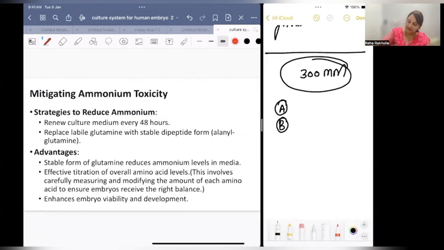Mitigating ammonium toxicity. Now, how to decrease ammonium toxicity? We can decrease ammonium toxicity by replacing culture media every 48 hours. Secondly, we can replace the labile glutamine with the stable dipeptide form, that is alanyl-glutamine. The advantage is this alanyl-glutamine will reduce the ammonium level and it will enhance the embryo viability.